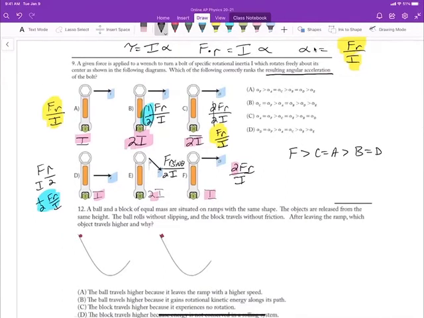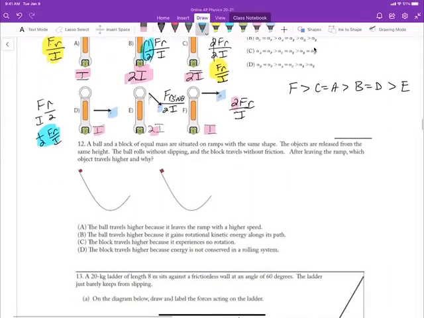So they are greater than B, which equals D. And then the last one is E, which has the smallest. So F is greater than A, which equals C, which is greater than B, which equals D, which is greater than E. Oh, there it is. Okay.